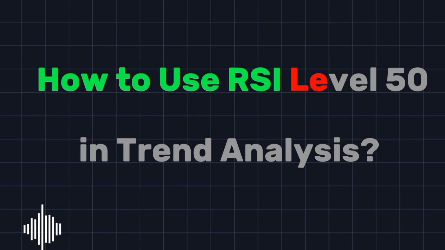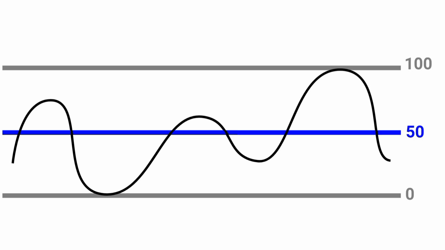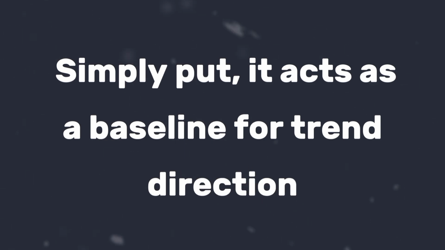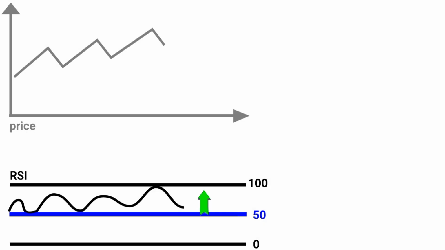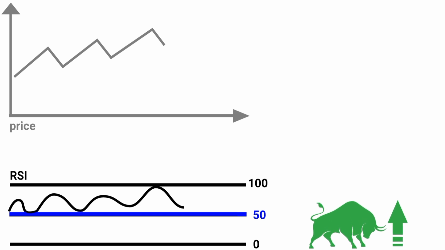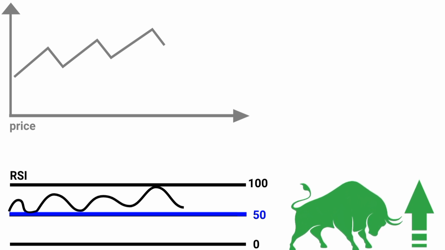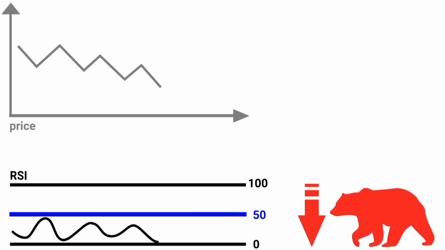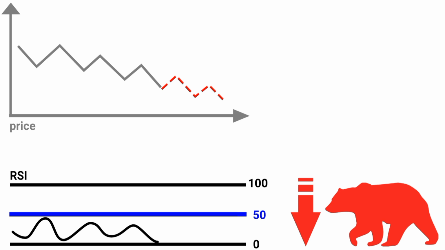How to use RSI level 50 in trend analysis. Why is the 50 level so important? Simply put, it acts as a baseline for trend direction. When the RSI is above 50, it typically means bullish momentum is dominant, buyers are in control, and the market may continue to rise. On the other hand, when the RSI is below 50, it signals bearish momentum, meaning sellers have the upper hand, and the market might continue to drop.